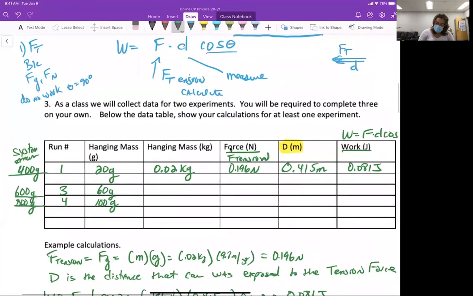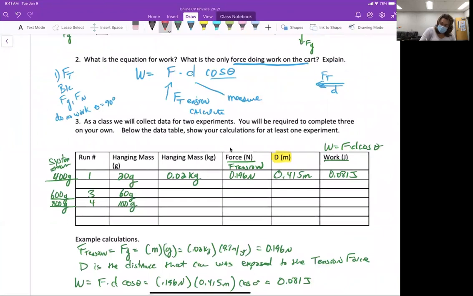Now, I'll give you some data for another one in case you'd like to check your approach. So this is number 2. It is 400 grams for the system. This is 60 grams, which would be equal to 0.06 kilograms. I found the force of tension to be equal to newtons. I have the distance traveled approximately 42 centimeters, and the work was 0.247 joules.